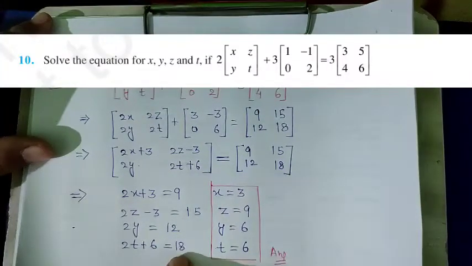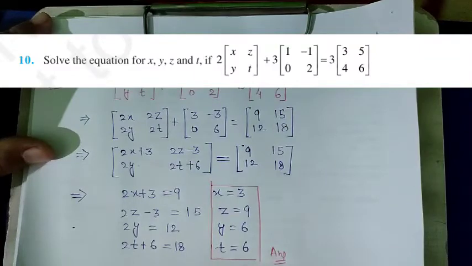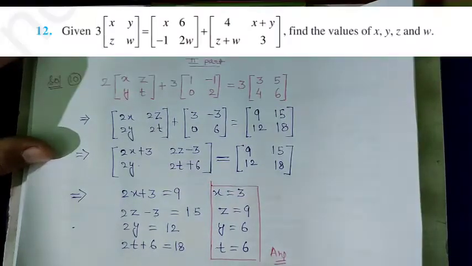2t plus 6 equal to 18. 6 will go this side, so 12 upon 2, 6. So in this way we will get all the answers.